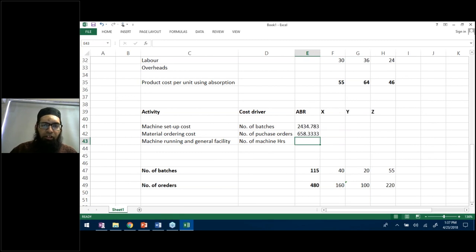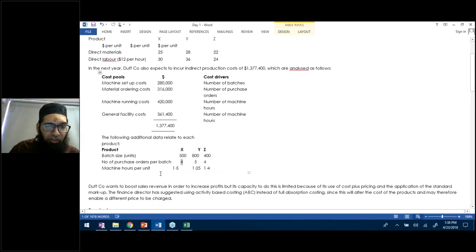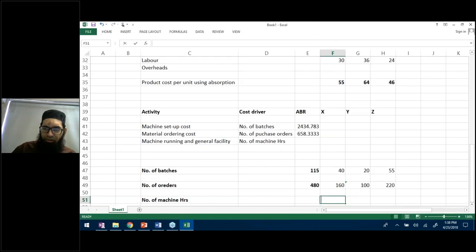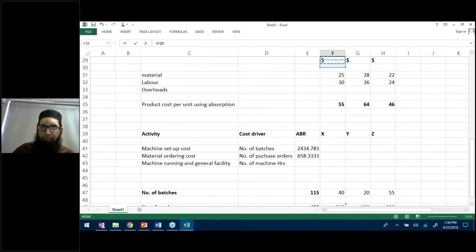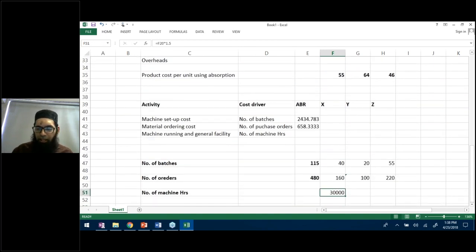For machine running and general facility costs, I will be requiring number of machine hours. So I will be estimating over here number of machine hours. And if you can see on the question, we have been provided with the machine hour per unit. If we simply multiply it with the number of units, I will get the total machine hours. So it is number of units of X, I have done that, multiplied by 1.5. So it is 30,000 machine hours for product X.